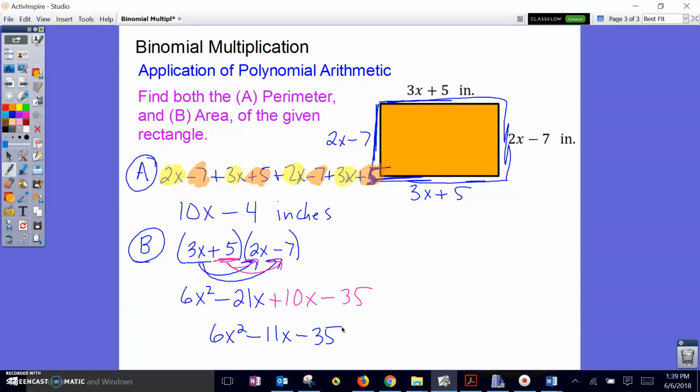Now the units on this, when length is measured in a particular unit, area is measured in that unit squared. So, since our lengths are measured in inches here, our area is going to be measured in inches squared, or square inches. And that's going to be our area.